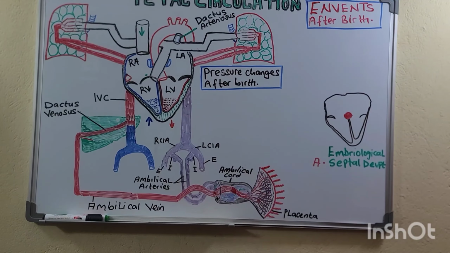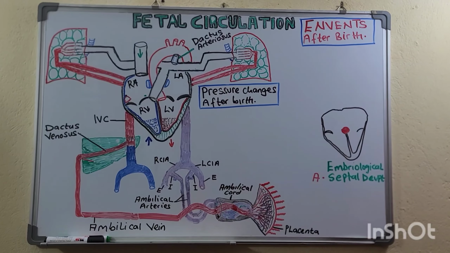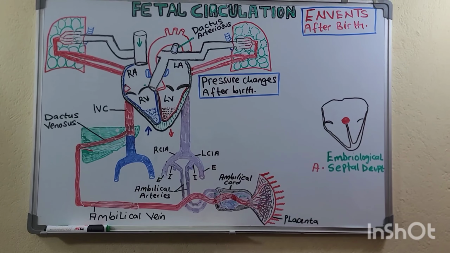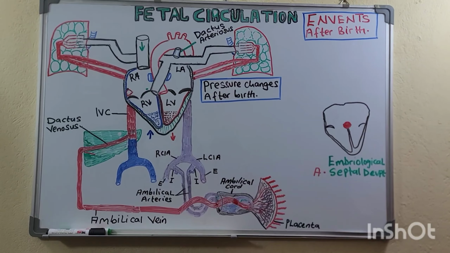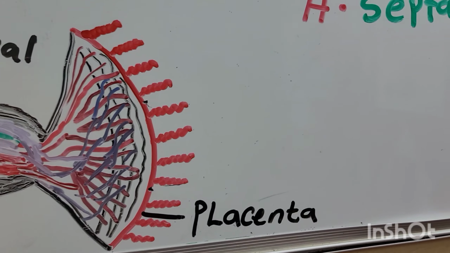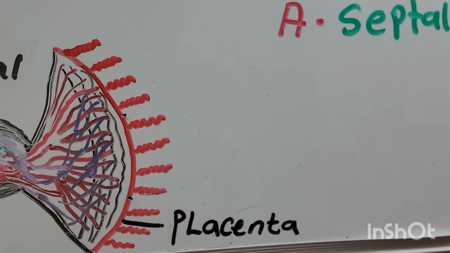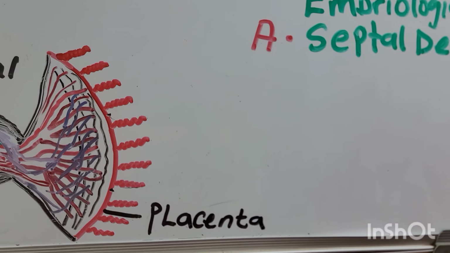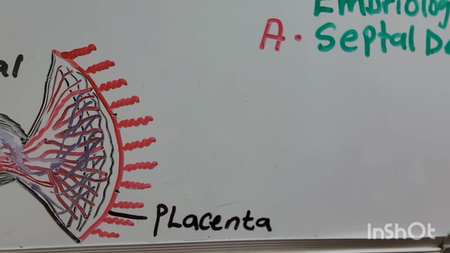But before we go into the detail of the events that occur after birth, I want us first to go through a quick recap of what we talked about in the previous video about fetal circulation before birth. We said that the blood was starting from the placenta, because the placenta during fetal life is everything. It serves like the lungs, serves like the kidneys. It is everything during fetal life.